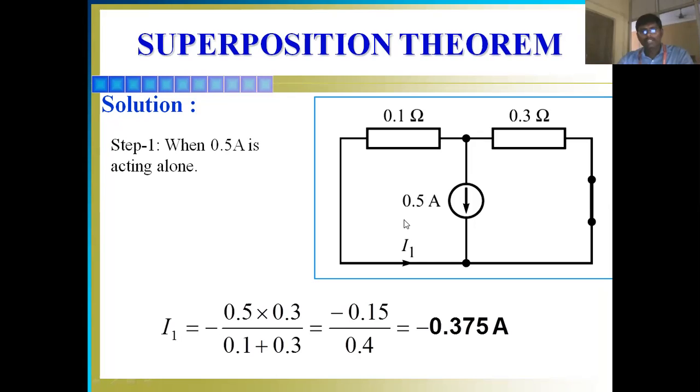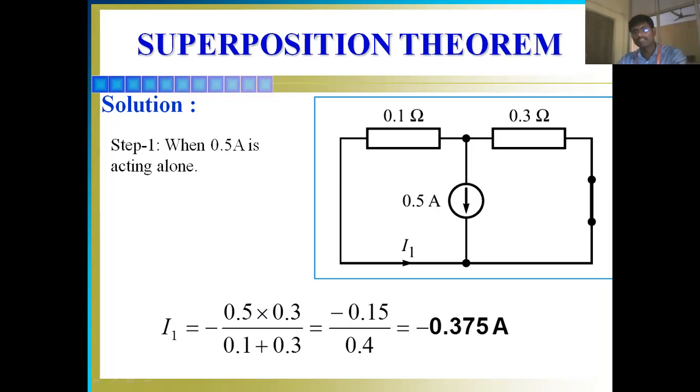So minus the total current into the opposite branch resistance, 0.3, by the total resistance. Therefore, 0.5 into 0.3 by 0.1 plus 0.3, which gives 0.15 by 0.4, that is minus 0.375 amperes. Here we have used the current division rule to calculate the current flowing through 0.1 ohm, by activating the first source, which is the 0.5 amp current source.